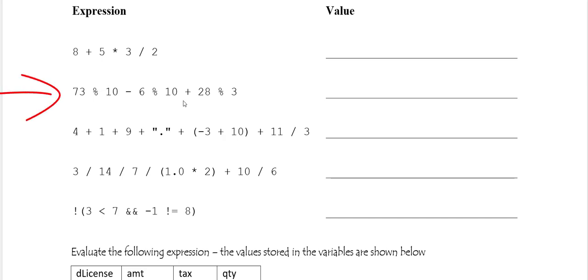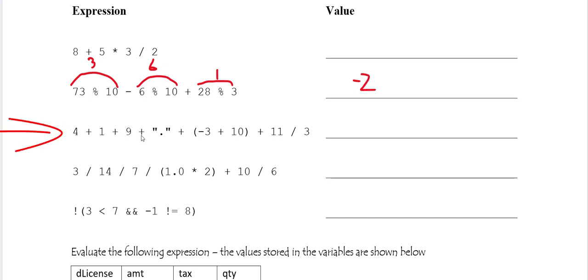And I'll solve this one because it's got the modulus operator. So we have modulus, subtraction, and addition. You must do the modulus first. 73 mod 10 will be 3 because 73 divided by 10 is 7 with a remainder of 3. Recall that's what the modulus is. 6 mod 10 is 0 with a remainder of 6. And 28 mod 3 is, well, 27 is 9 times 3, so that'll give us a remainder of 1. So now we'll just move through. 3 minus 6 is negative 3 plus 1. So the solution to that is negative 2.